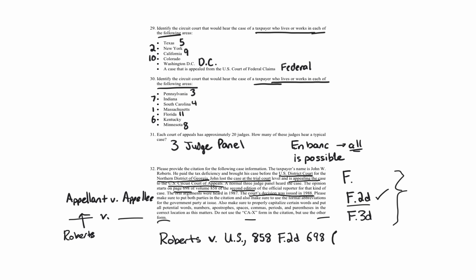So we have to find out what circuit it is. Well, it's in Georgia. That's why I gave you the Georgia. He brought the case before the U.S. District Court for the Northern District of Georgia. If it was a tax court case, I'd have to tell you where the taxpayer resides. So Georgia appeals up to which circuit? It's going to be the 11th Circuit. So you can look at your map. Now, the way we write this is we're going to write 11th.